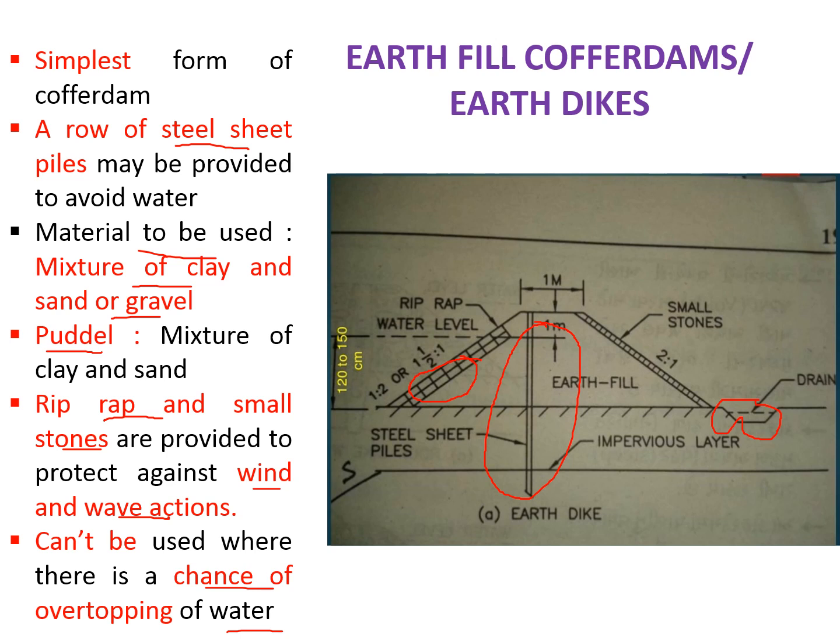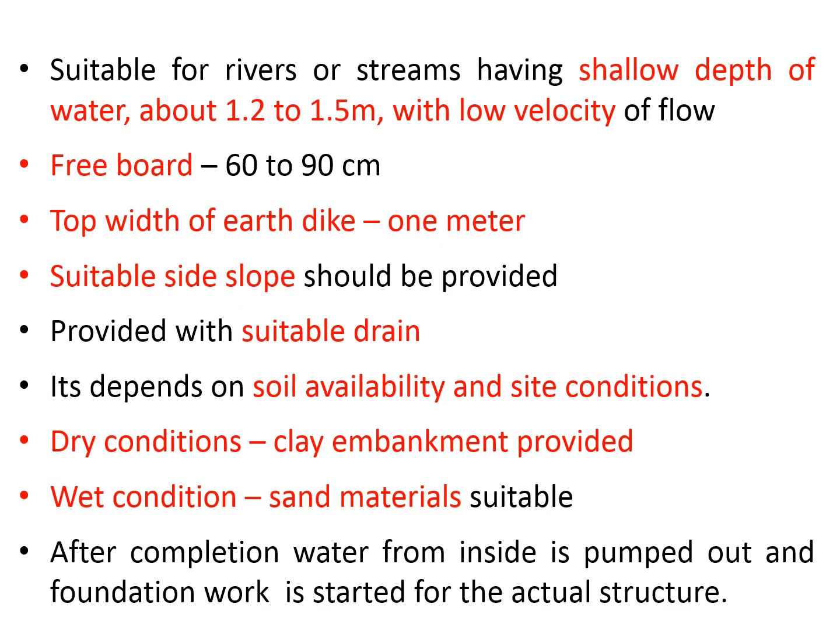So once it is done, dewatering of the water is done, and the whole area becomes dry, and that you can utilize for the construction. So it is suitable for the shallow depth, as I discussed, 1.2 to 1.5 meter. Low velocity, generally freeboards, means above water level 60 to 90 centimeter level is kept.